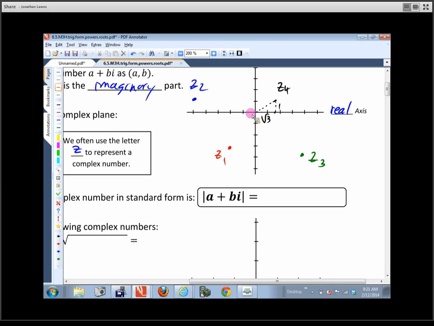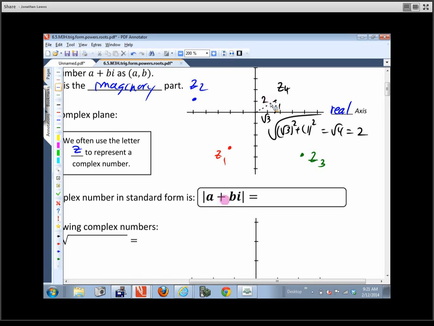What is it? The Pythagorean Theorem. I'd take radical 3 and square it, I'd take 1 and square it, and then I'd take the square root, right? Wouldn't that give me the hypotenuse here, or the radius, or the modulus, or whatever you want to call it? So in this case we get 3 plus 1, radical 4, so we end up with a modulus of 2. The absolute value, or the modulus, for that particular number is 2.